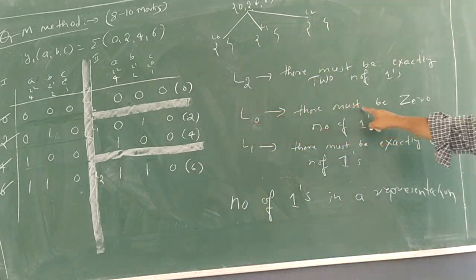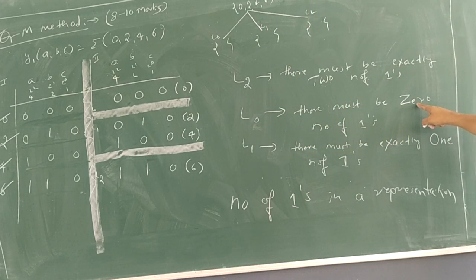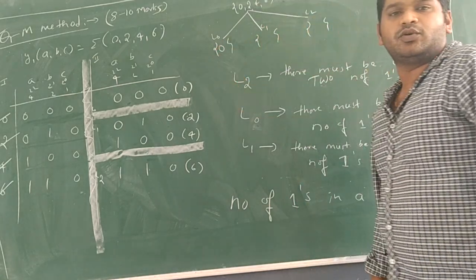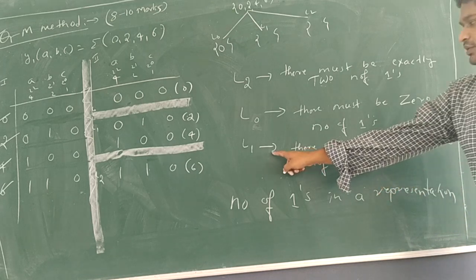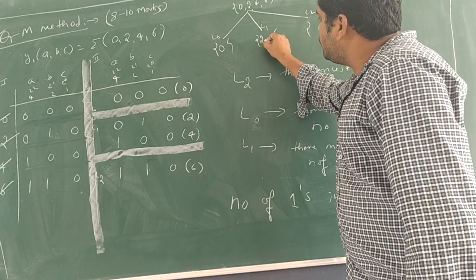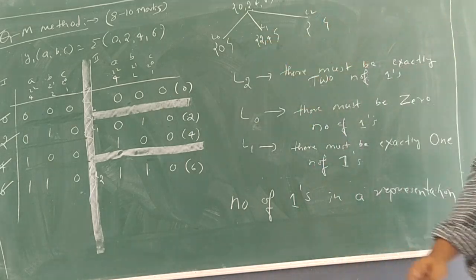L0 definition: there must be exactly 0 number of ones. So what is that number? 0 only. What is L1? There must be exactly 1 number of ones. So we have 2 as well as 4.